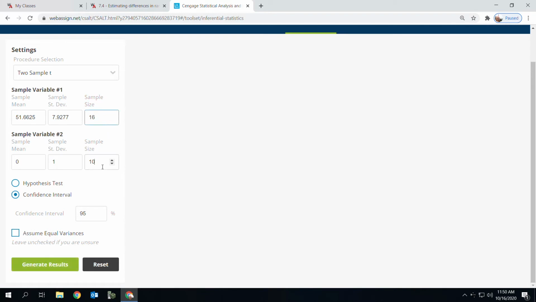The second group had 17. I'm going to go ahead and fix that while I'm here. Now the second group, X bar sub 2, that was 33.6. And S sub 2 was 12.2572.